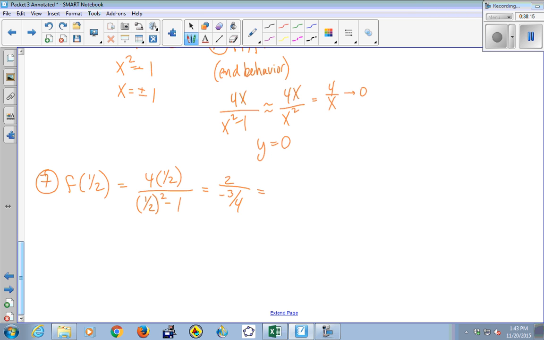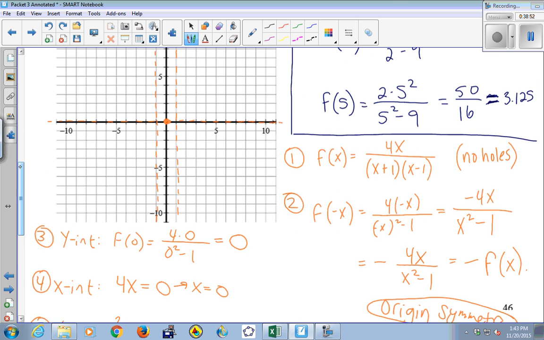How do I simplify that? I guess I could just use my calculator, 2 divided by -0.75. Or I could flip and multiply. I could say that's the same as 2 over 1 times 4 over -3. Right? Dividing by a fraction is the same as multiplying by its reciprocal. So you get -8/3, -2.67 approximately. So f of 1/2 is almost -3, so I can plot that. F of 1/2 is -2 2/3.